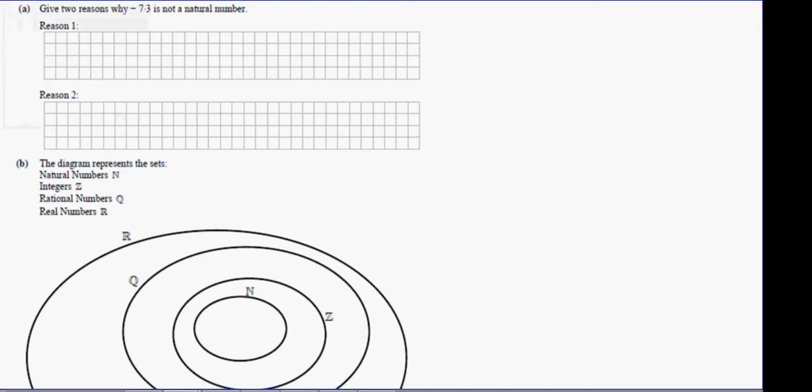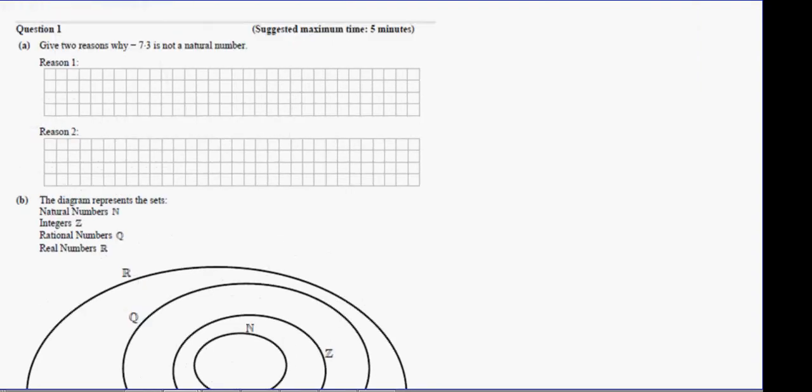Give 2 reasons why minus 7.3 is not a natural number. Reason number 1, it's a decimal. Reason number 2, it's a minus number. It's a decimal and it's a negative number.